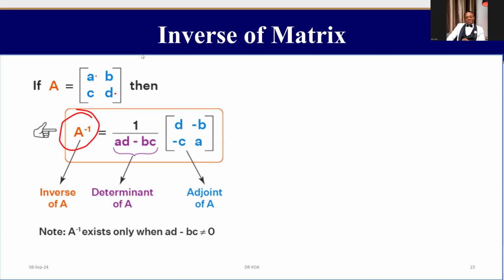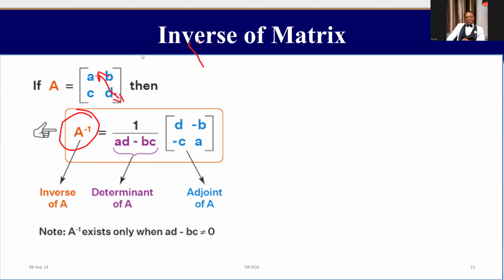Now, the adjoint is the tricky part. The adjoint, what you do is that you switch the D and the A. So where the A is, you move the A to where the D is, and then move where the D is to where the A is. You switch them. But the B and C on the other diagonal, you don't switch them. You maintain them, but you give each one of them a negative. That is the adjoint of A.